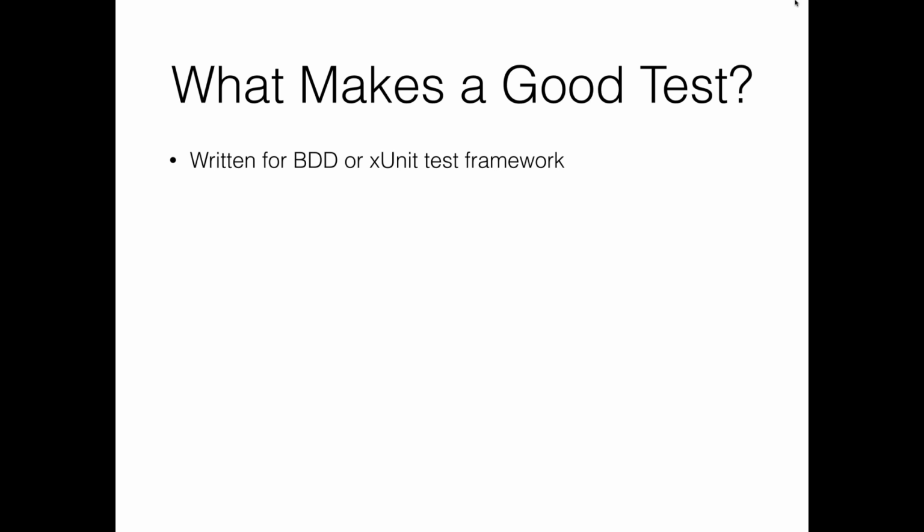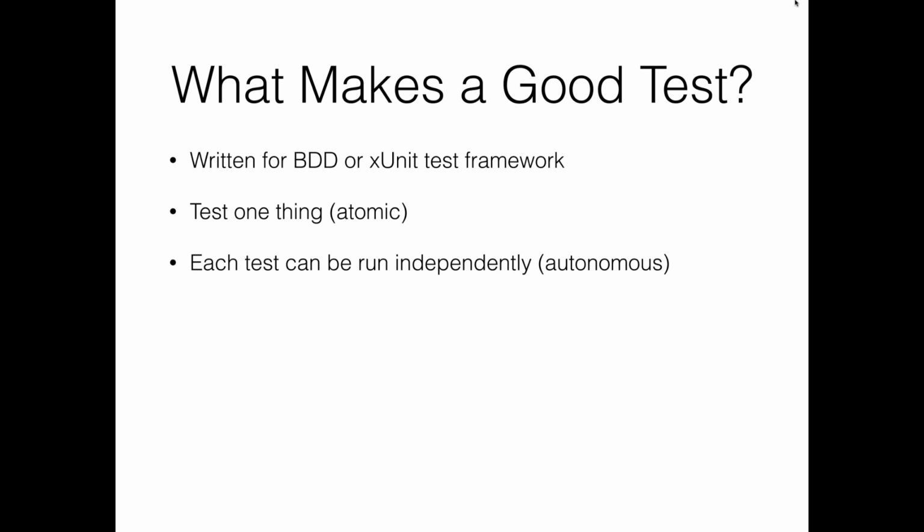I think a good test, ideally, should be written for some kind of existing test framework, like a behavior-driven development or a unit testing framework. And each test that you write should test one thing. Tests should be atomic. And of course, you want to make it so each test ideally can be run independently. So there's no dependencies between tests. So each test should be autonomous.